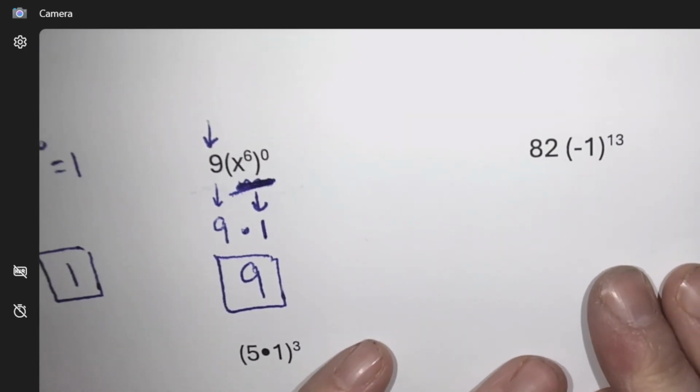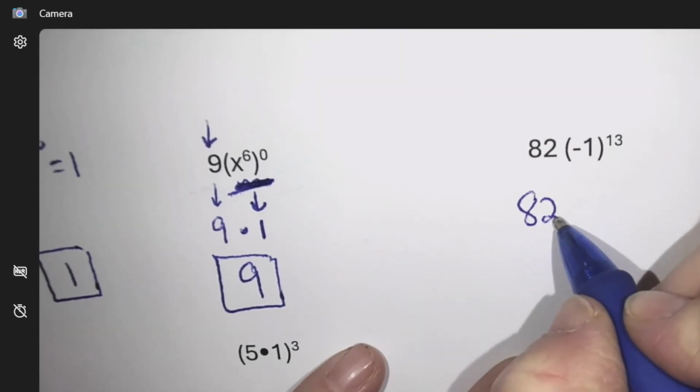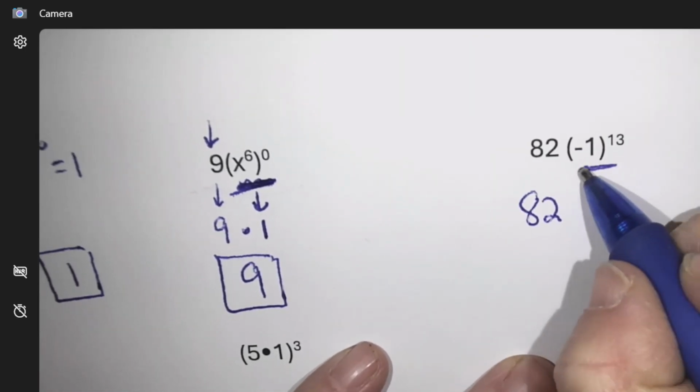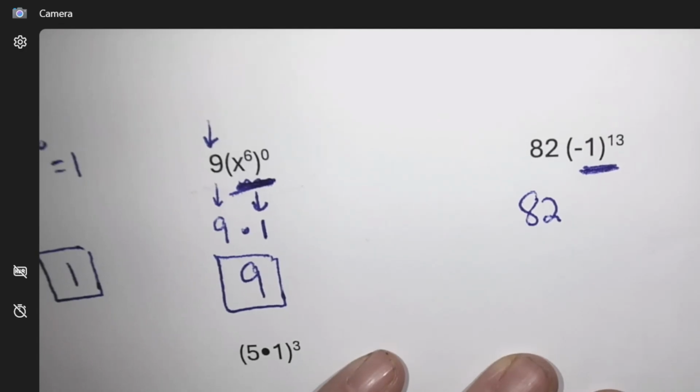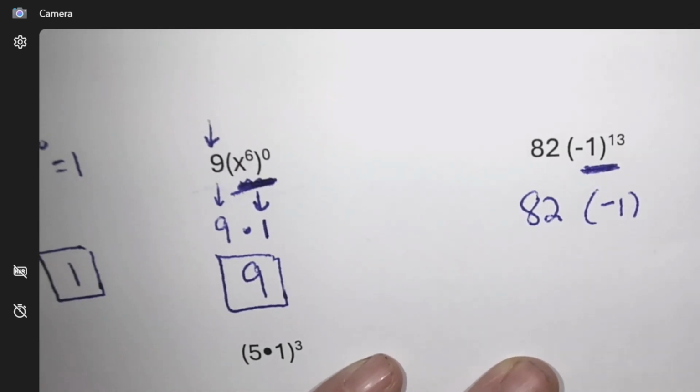Okay, 82, involved or separated? Separated. So don't worry about it right now. This is the only application about exponents. What happens if you do negative 1 times negative 1 times negative 1 times negative 1 times 13 times? Negative 1.